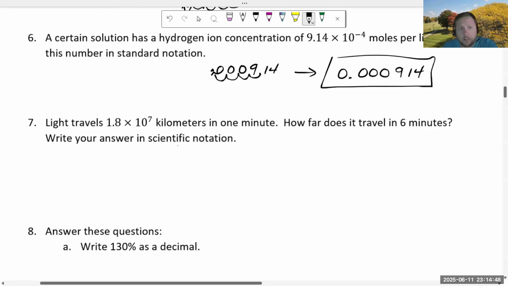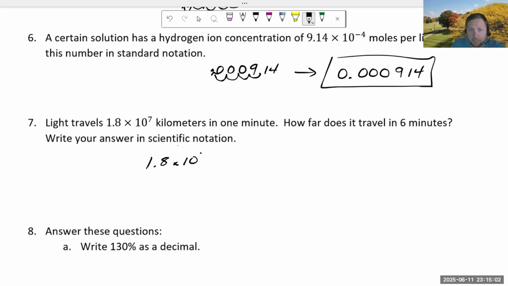Okay. Light travels 1.8 times 10 to the 7 kilometers in 1 minute. How far does it travel in 6 minutes? Write your answer in scientific notation. So I have 1.8 times 10 to the 7 kilometers per minute. And how far is it going in 6 minutes? So I multiply by 6 minutes.